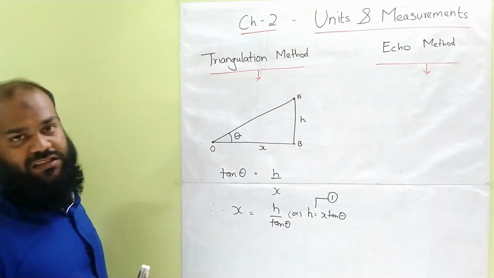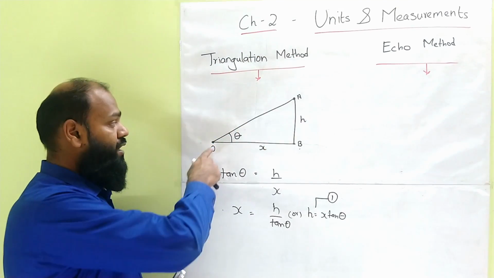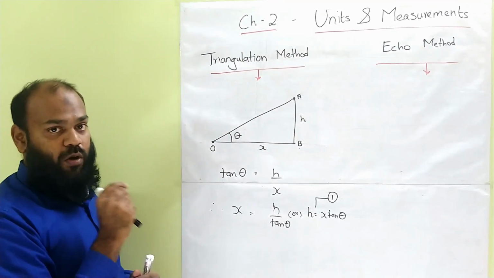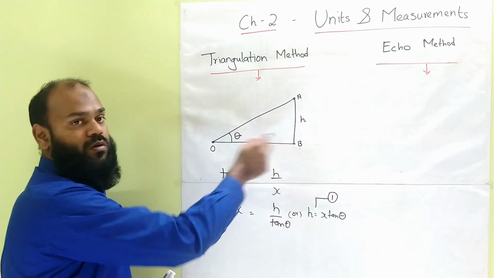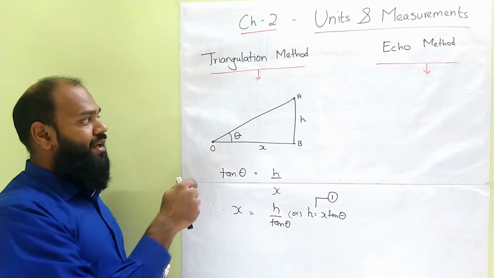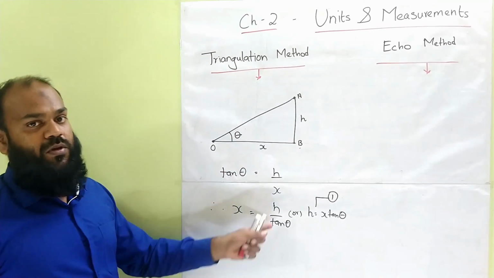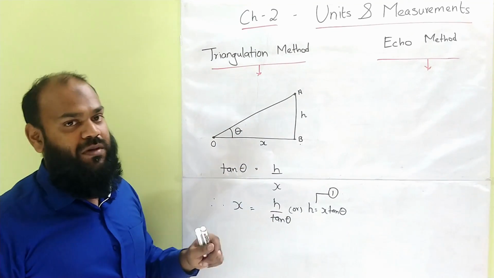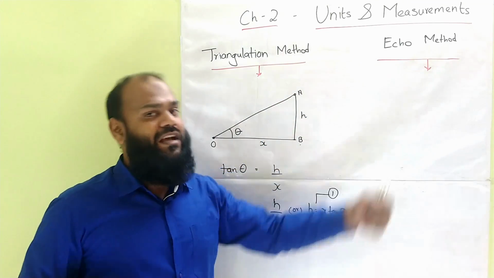So this is how the triangulation method works. You look at a far away object from a point, and then we measure the angle between the top and the bottom, and we mark it as the angle theta, and that way you can get the height or the distance using the triangulation method. This is a pretty simple method and problems can be asked based on this formula. Now let's look at the echo method.